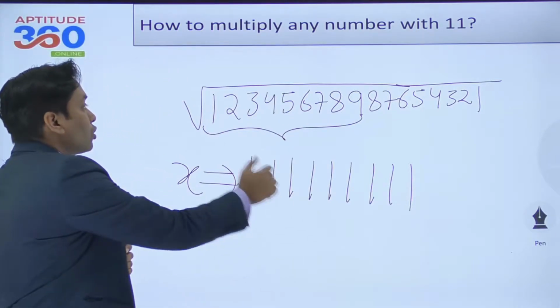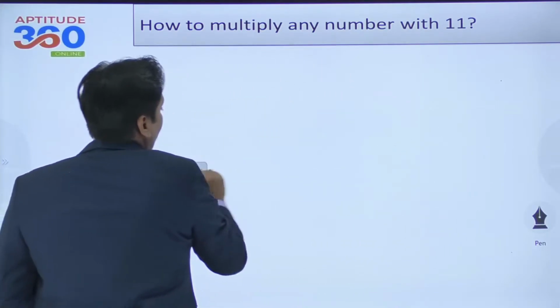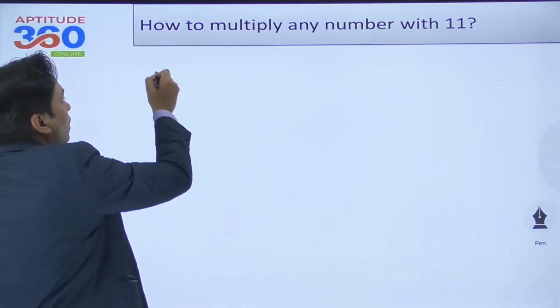In this video, we will be talking about how we can multiply any random number with 11. Now, it's pretty simple.